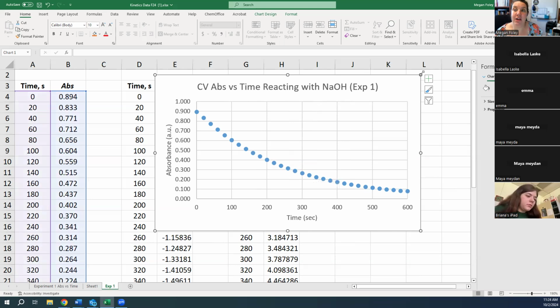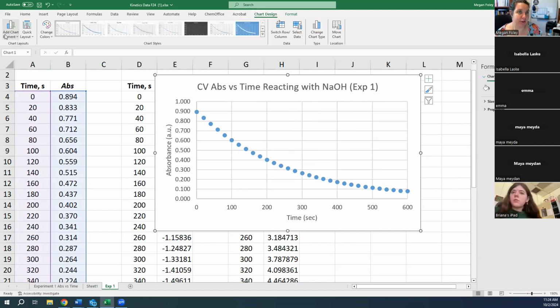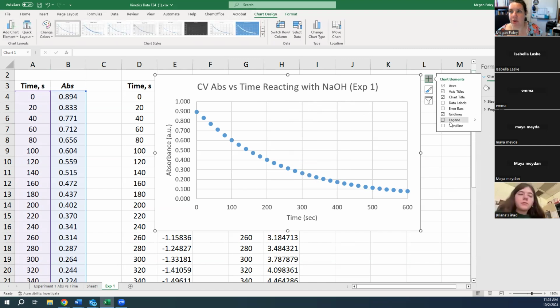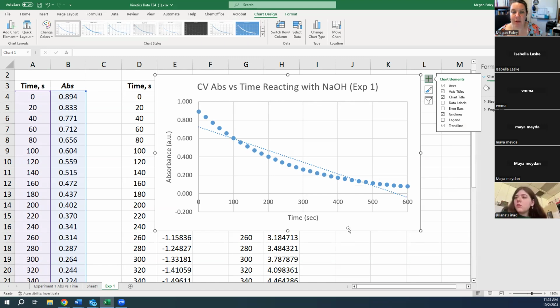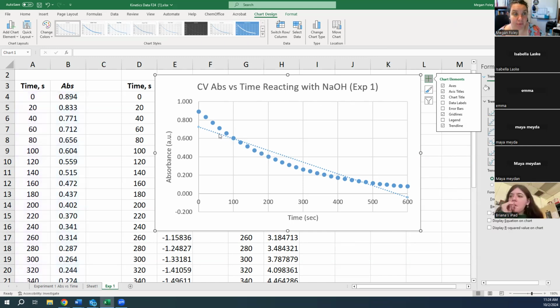And then you need to add a trend line. So you'll press up at the top, the chart elements, or you can go into chart design, add chart elements, add a trend line. And then this makes it look really funky. So I'm going to do some additional things. One, you're going to want to format your trend line. So you're going to click on the trend line itself.